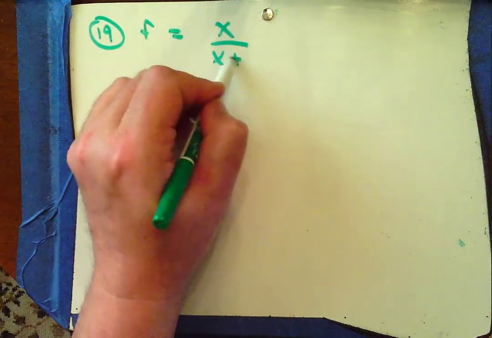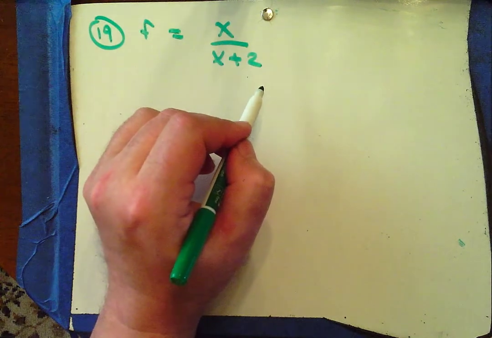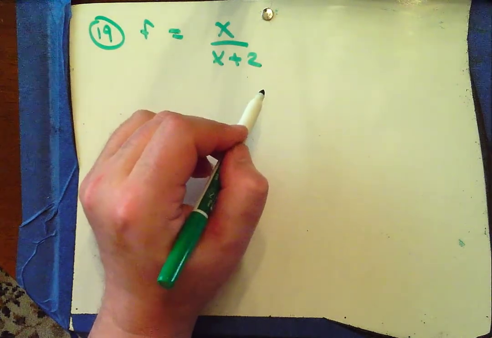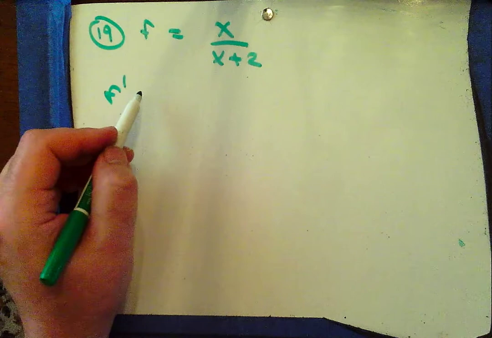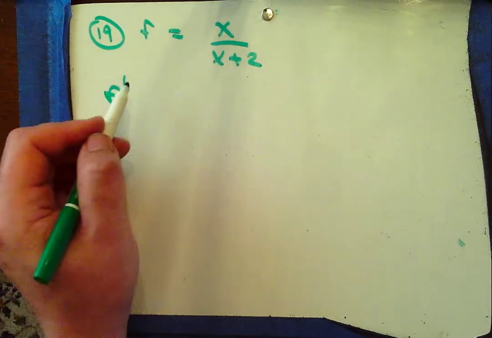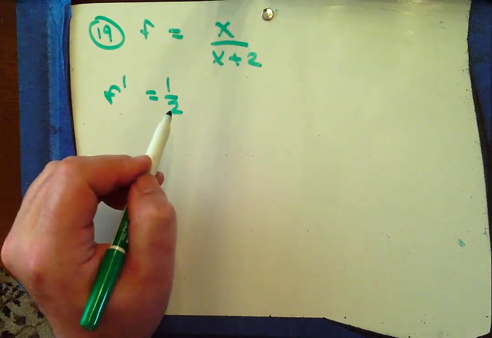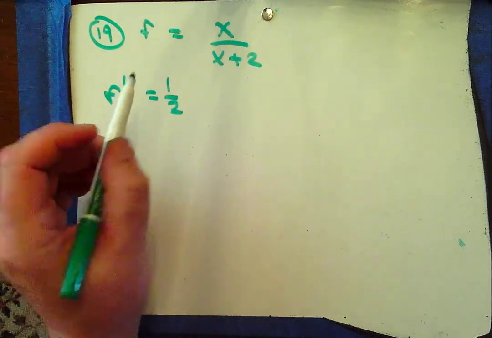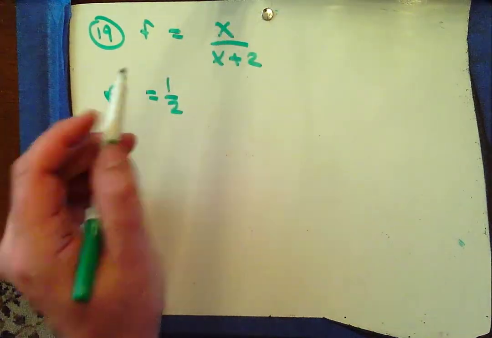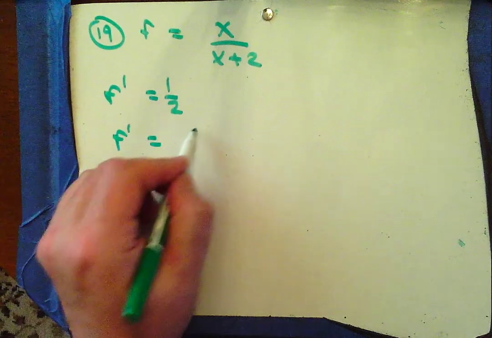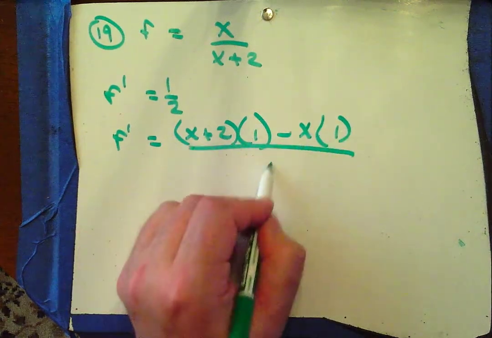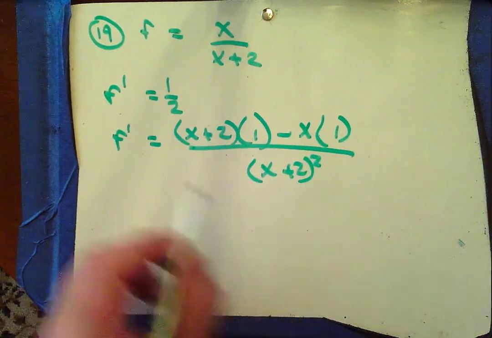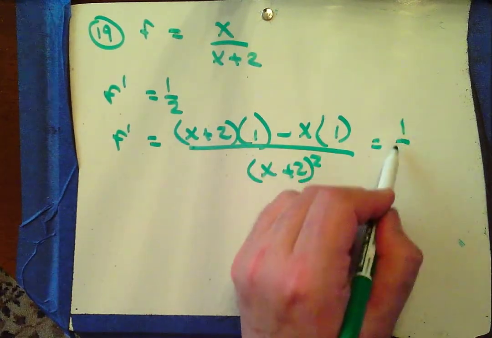19. 19 says f is defined as x over x plus 2. What points on the graph of f have the property that the tangent line of f, so f prime, has a slope of 1/2? I'm looking for where this could be true. So I need to find f prime, which means I need to use the quotient rule. So f prime is going to be low d high minus high d low over low squared. And I wonder when this is equal to 1/2.